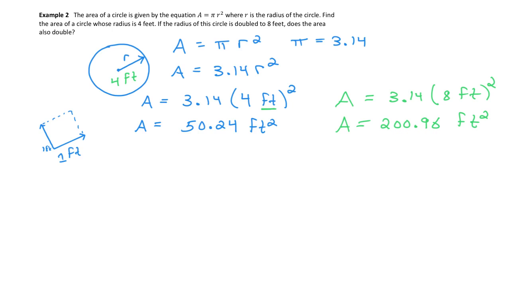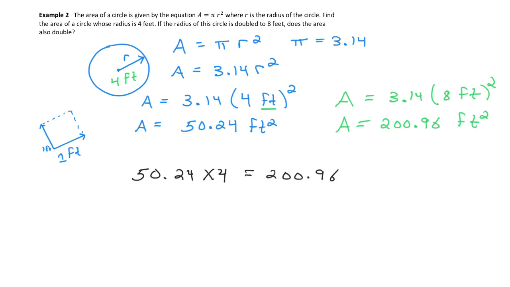So it definitely did not double. I can clearly see it's more than double. If you multiply this number by 2, it just puts you over 100, but this is 200. In fact, it looks like it quadrupled. It multiplied by 4. To verify that, if you take 50.24 and multiply it by 4, you do in fact get 200.96. So if you double the radius, the area of the circle quadruples in size.